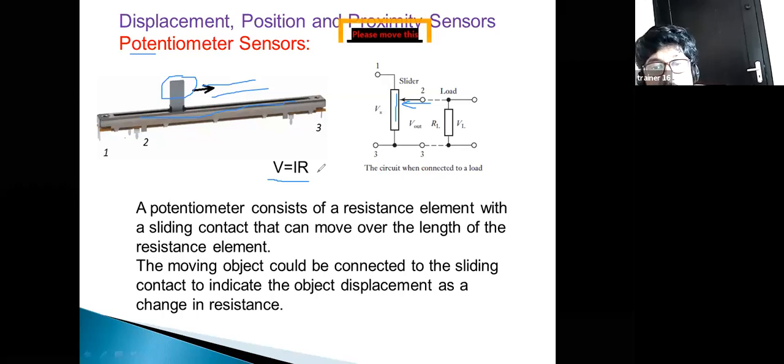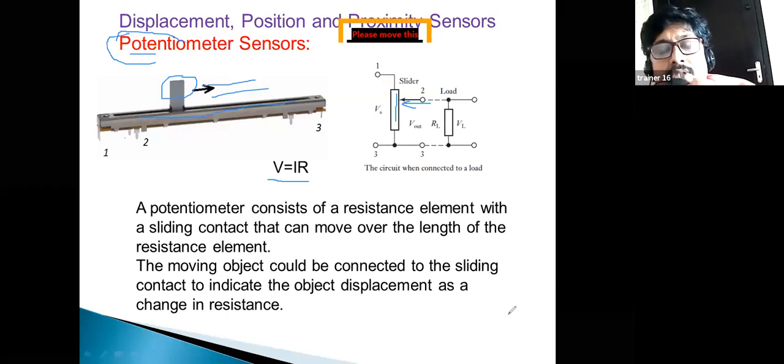I think all of you know the rheostat. You've seen a rheostat. In the name potentiometer itself, see here, it is the potential. Potential is nothing but voltage, right? The output voltage varies by changing the resistance. Here the resistance changes with respect to the movement of the slider on the resistance element.